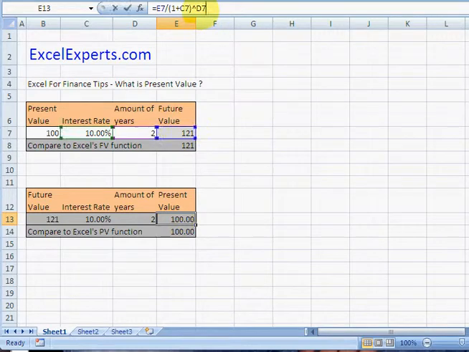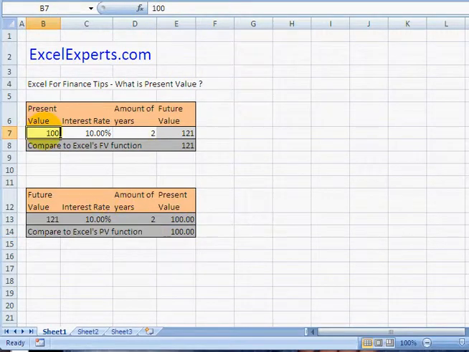So the present value is just the future value divided by 1 plus the interest rate to the power of the amount of years. So 121 in the future with interest rates at 10 over 2 years is worth 100 today. And let's compare that to Excel's PV function, equals PV of all of that.